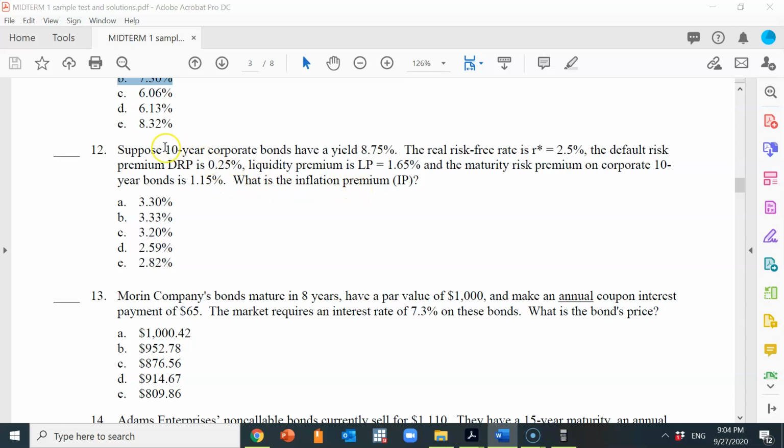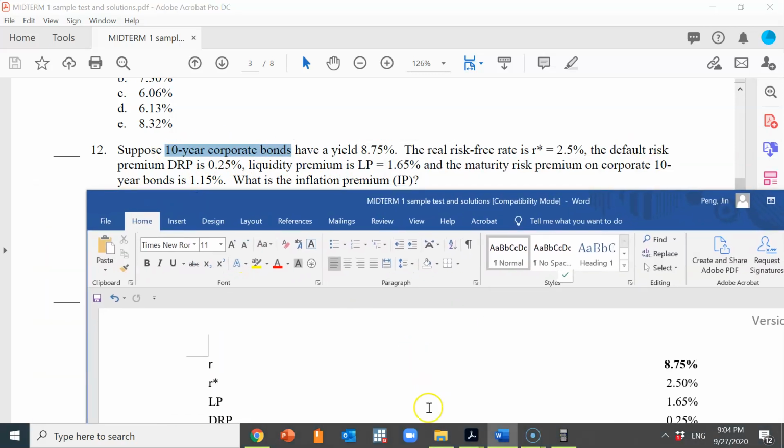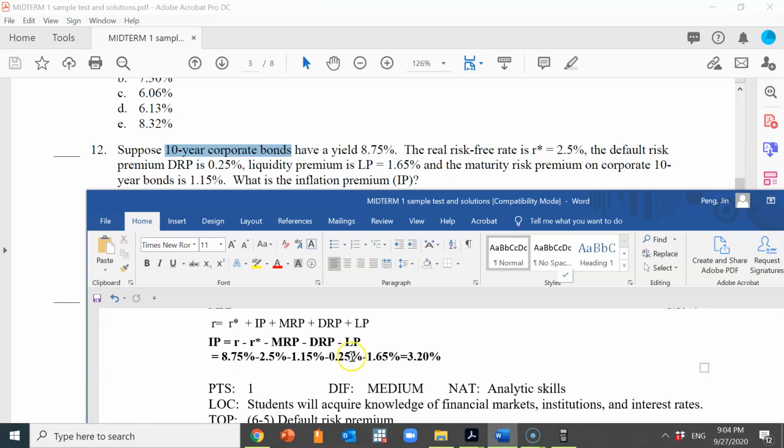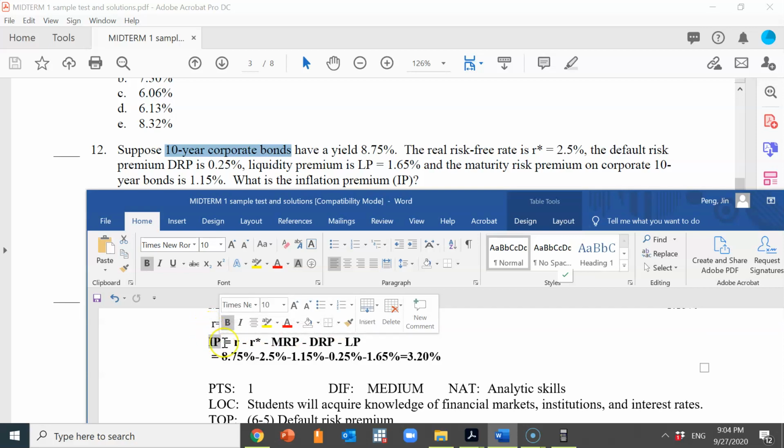Okay, so it's a long-term corporate bond. So we need to use the comprehensive formula because this is a long-term corporate bond. So we do have MRP because it's a corporate bond. So we also have DRP and LP. Here we're looking for IP. It should be the total interest rate R minus R star minus the other 3 premiums. Okay, we move IP to the left-hand side of the equation.